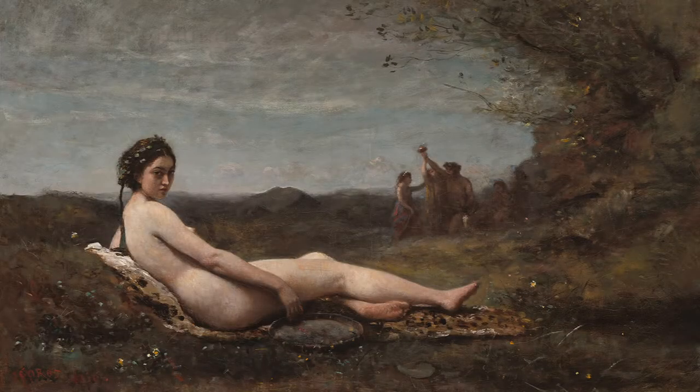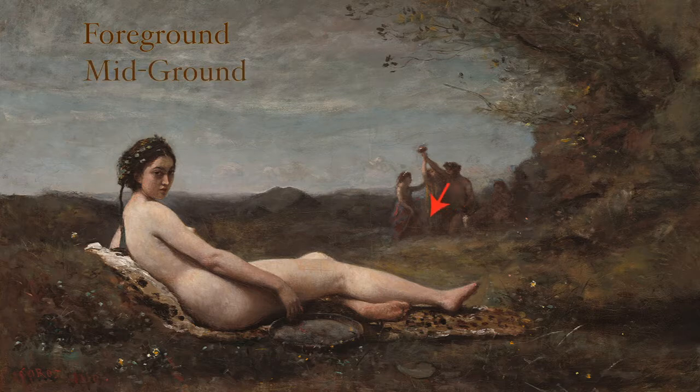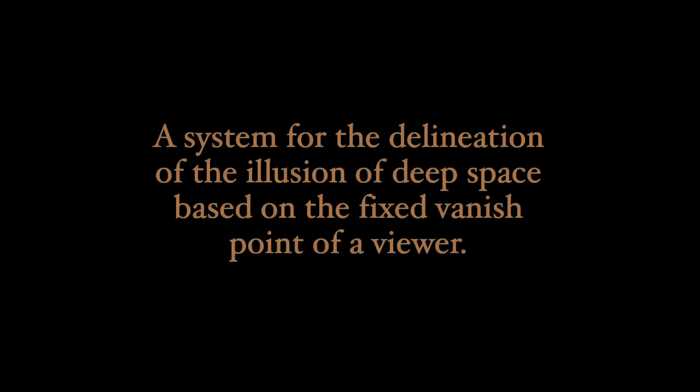Spatial distances, or depth, is categorized as foreground, closest to the viewer, midground, and background, farthest from the viewer. Linear perspective is a system for the delineation of the illusion of deep space based on the fixed vantage point of a viewer, and can be quite complex. A detailed exploration of its intricacies is beyond the scope of this book.